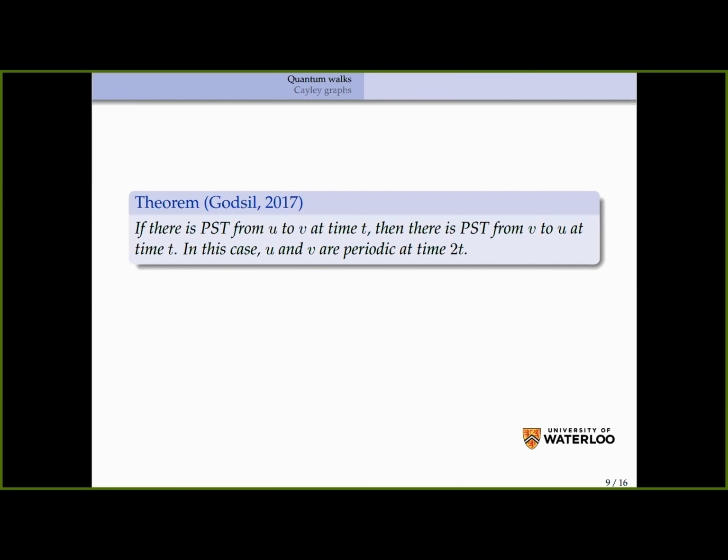I should maybe have said that we are only considering simple graphs. They're unweighted, they don't have loops. They're always symmetric, and so the transition matrices are going to be symmetric. And in this case, we also can see that if we double the time, then we get periodicity of both of these vertices.